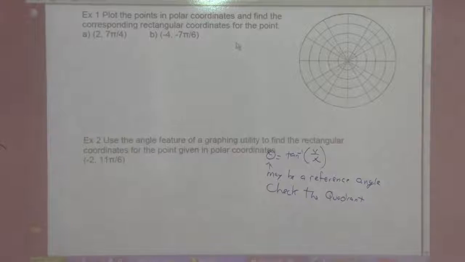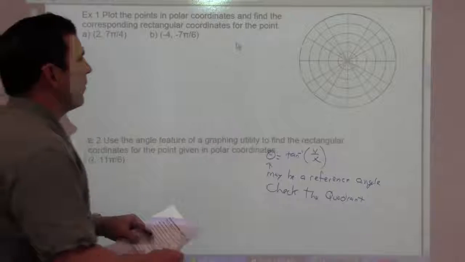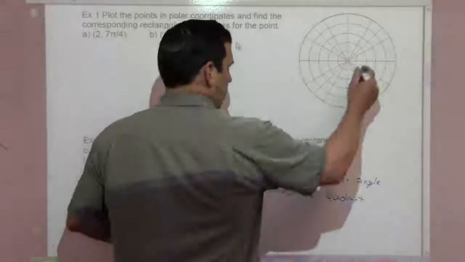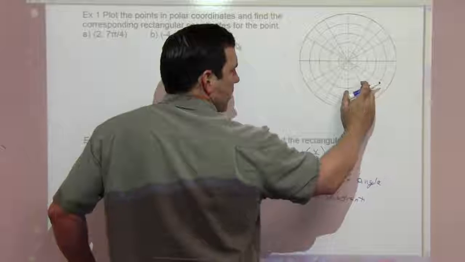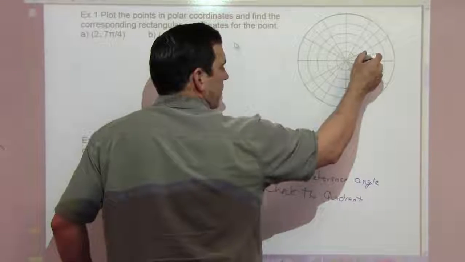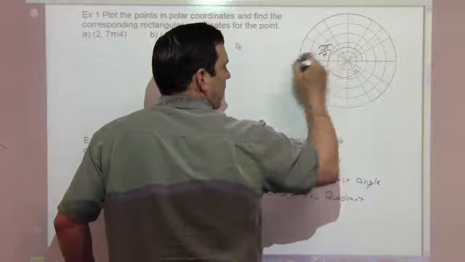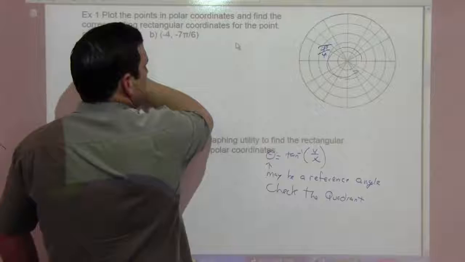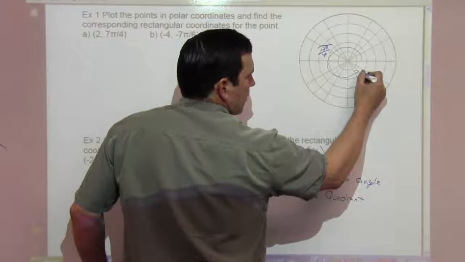Okay, example 1 says plot the points in polar coordinates and find the corresponding rectangular coordinates for the point. So (2, 7 pi over 4). I usually go with the angle first. 7 pi over 4 is right there, this angle. And 2, so we're 2 out. So here's 0, 1, 2.